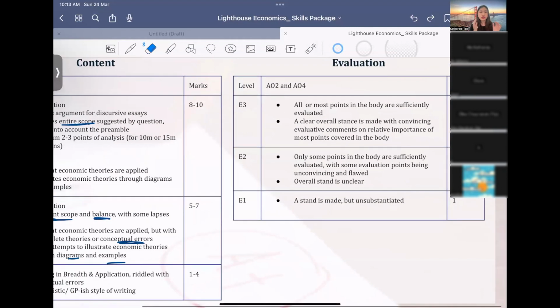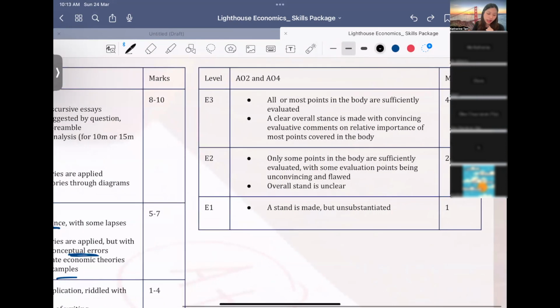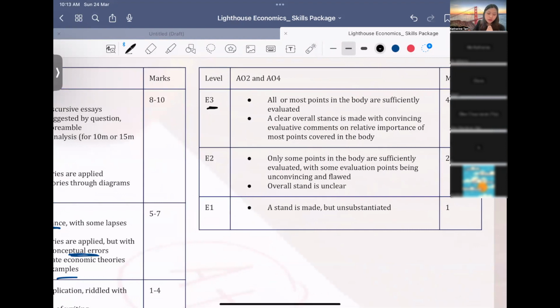Next, after you secure the content marks, for 10 mark essays you don't need an evaluation. But for 15 mark essays, after you get your content, your L1, L2, L3, this is when the examiner will start looking for your evaluation points. So how do you get the highest evaluation marks? The first point is that all or most of the points in the body are sufficiently evaluated. A lot of people have the misconception that evaluation happens at the very end of the essay. That's actually wrong. Your evaluation is supposed to happen at the end of every point paragraph, every body paragraph. Later we'll go through and see how that works.